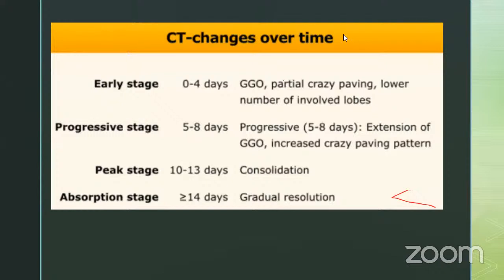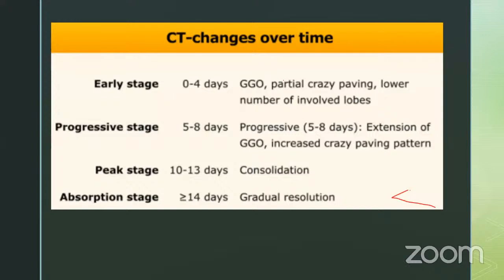CT changes and evolves over time with the stage of disease. We mainly categorize into 4 stages: early stage, progressive stage, peak stage, and absorption stage. In the first 4 days of the symptoms, we have ground glass opacification, partial crazy paving appearances, and a minimal number of lobes involved. Totally, we have 5 lobes, including both lungs. In initial stages, the patient may present with 1 or 2 lobes involved.